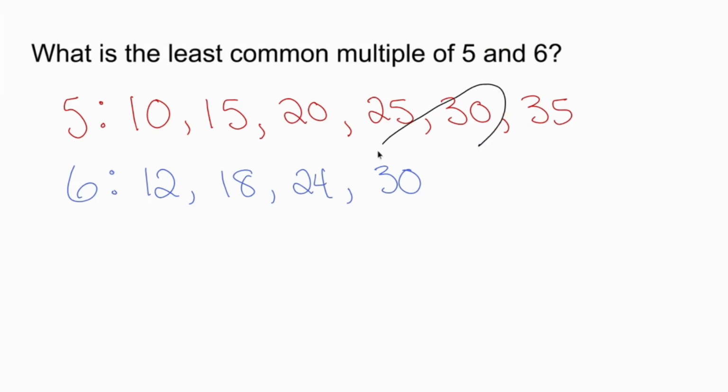So we circle the 30s, and then we could say that the least common multiple, sometimes abbreviated as LCM, is 30.